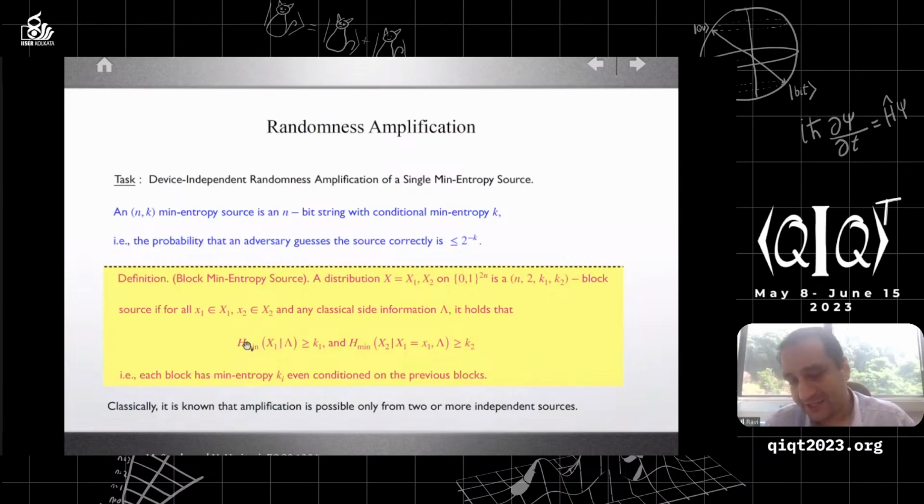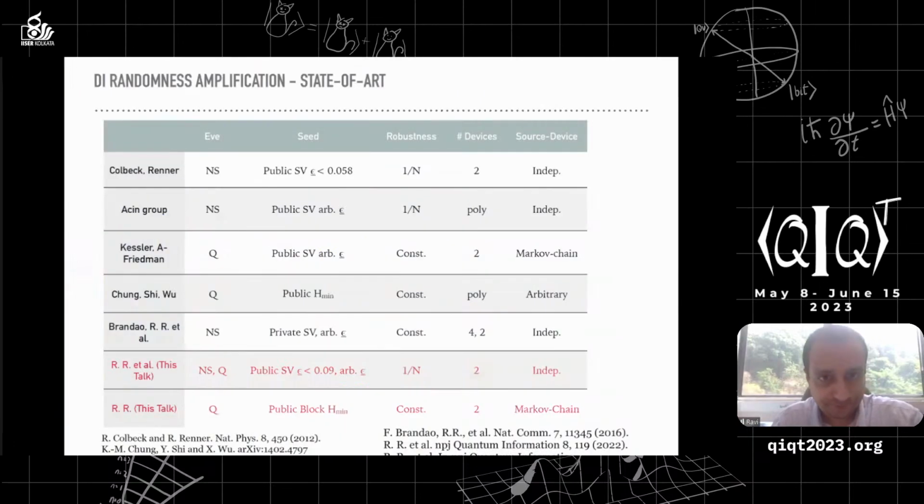And classically, again, it's not possible to extract randomness from a single Santha-Vazirani source, or a block entropy source, or a min-entropy source. You generally need a lot of independent sources to extract randomness from. And the idea is that in quantum mechanics, you can do that if you have just a single source.